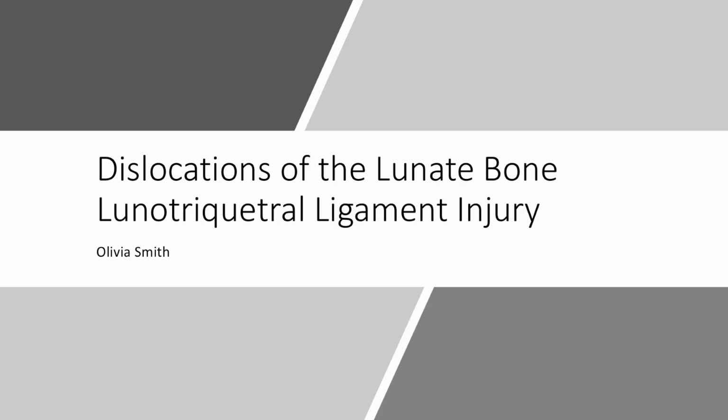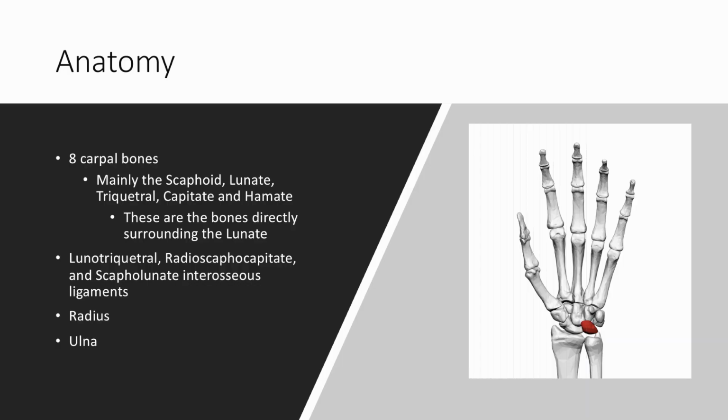Dislocations of the lunate bone, and lunotriquetral ligament injury. Anatomy. There are 8 carpal bones. Mainly, this involves the scaphoid, lunate, triquetral, capitate, and hamate. These are the bones directly surrounding the lunate.